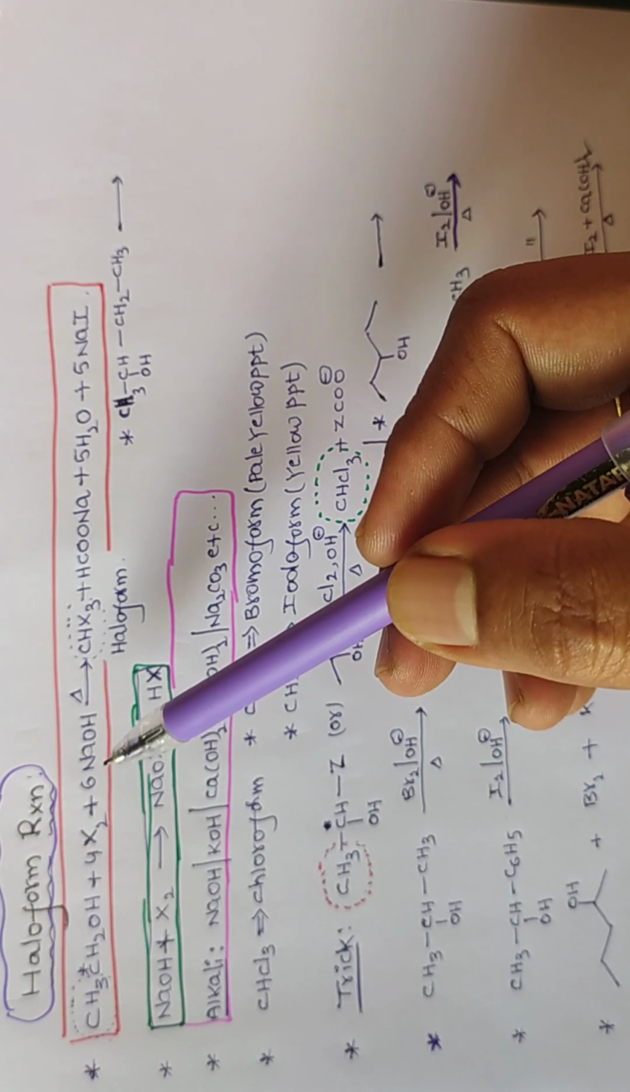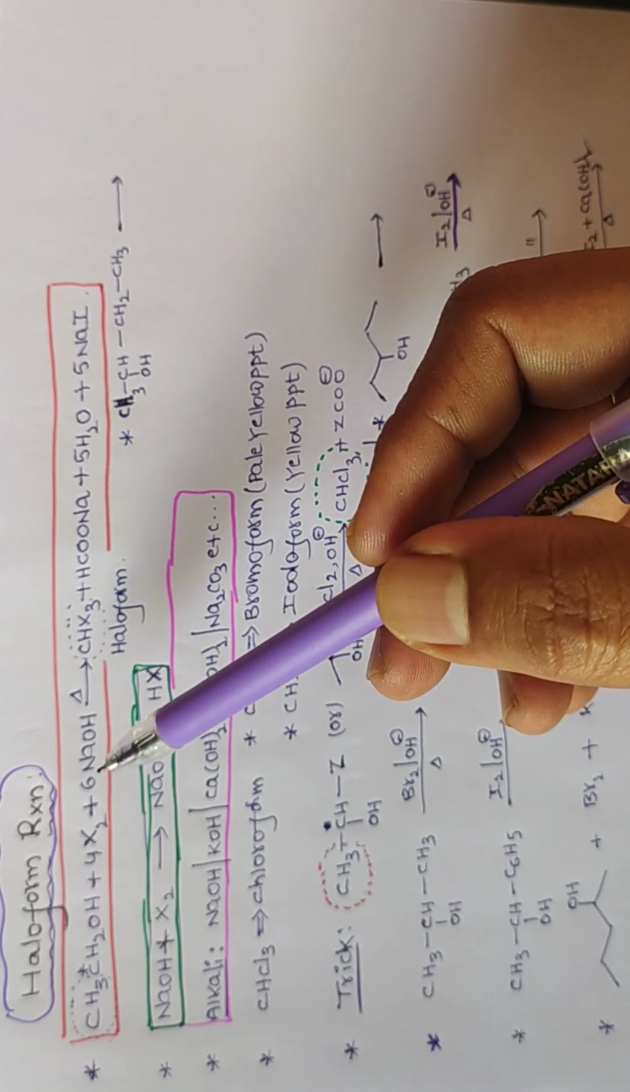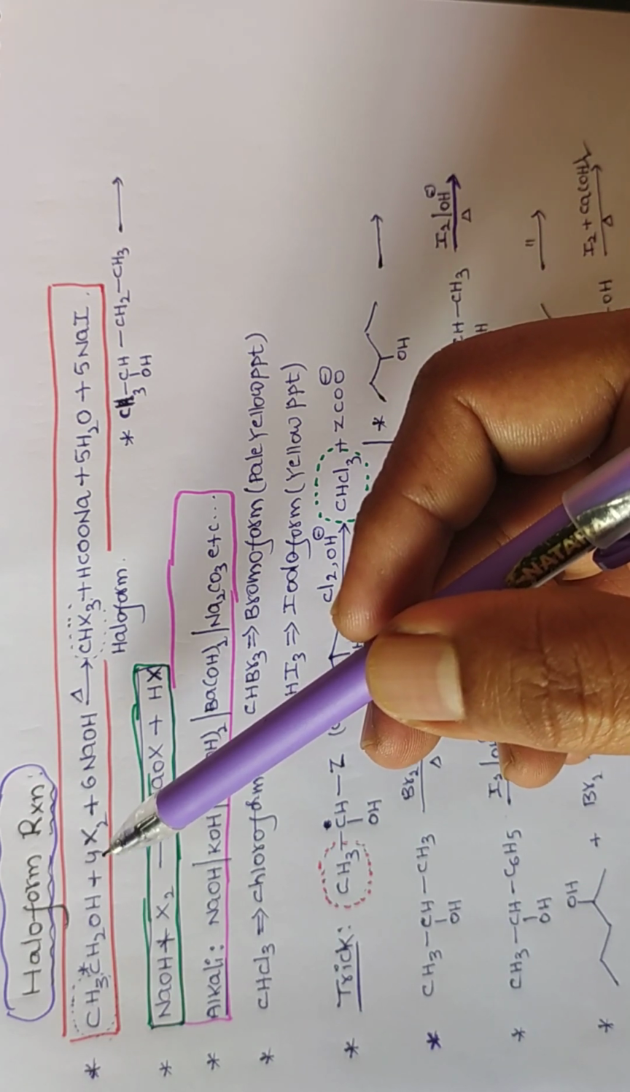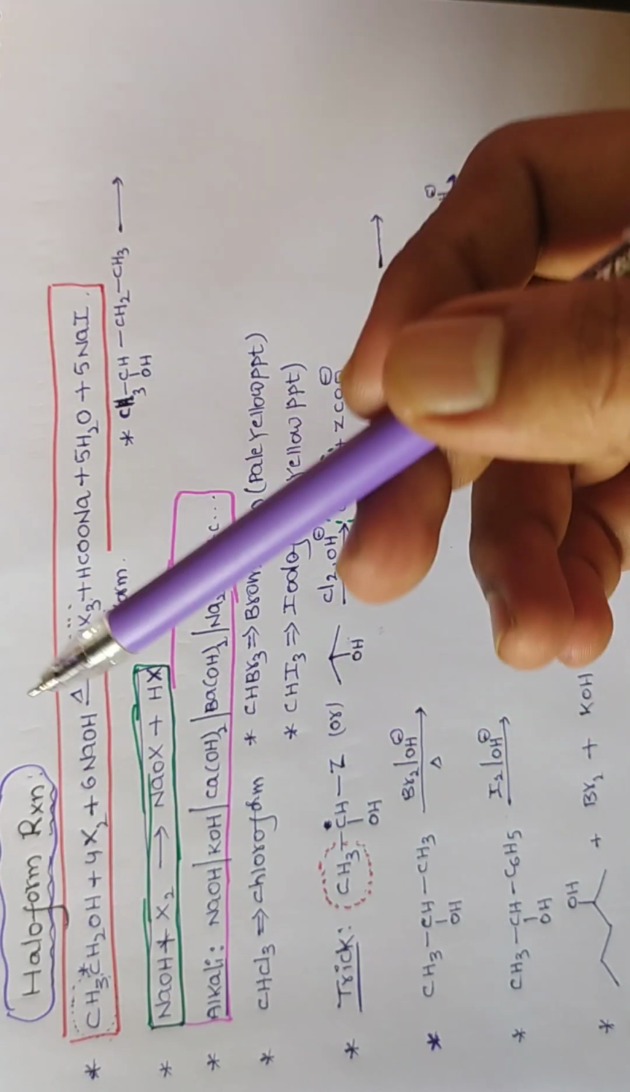How many moles of alkali are we using? 6 moles of alkali we are using. Then how many moles of halogens are we using? 4 moles of halogens we are using always.